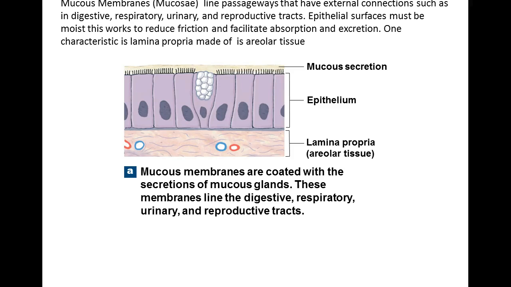This is one of the characteristics of mucous membranes, this lamina propria, and that's made up of areolar tissue. And we have areolar tissue.